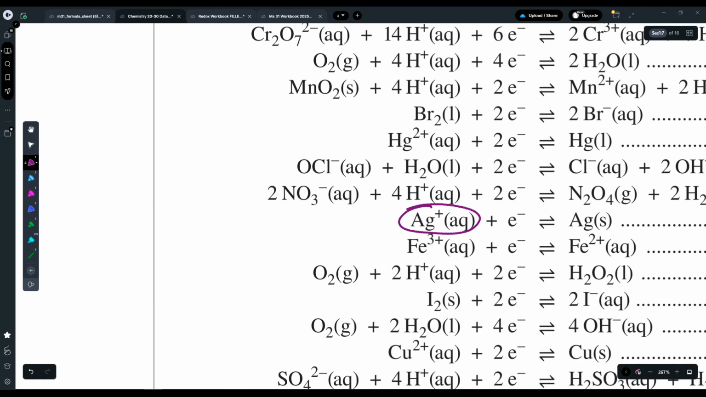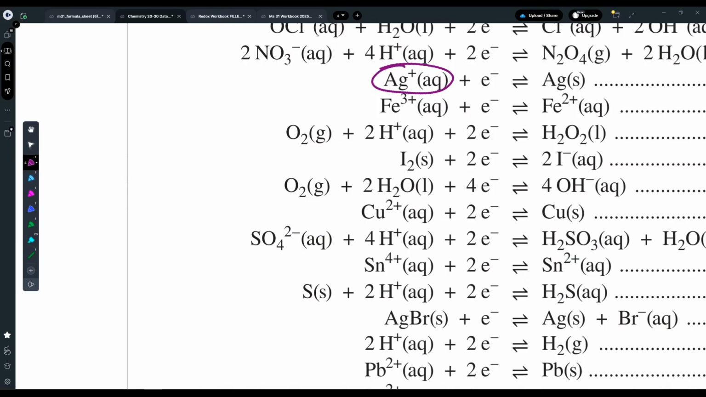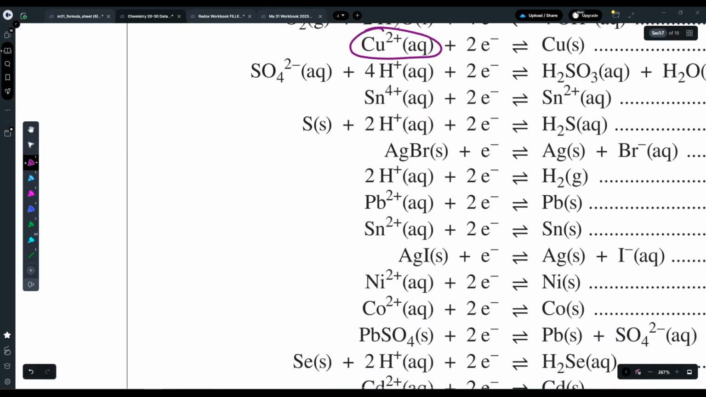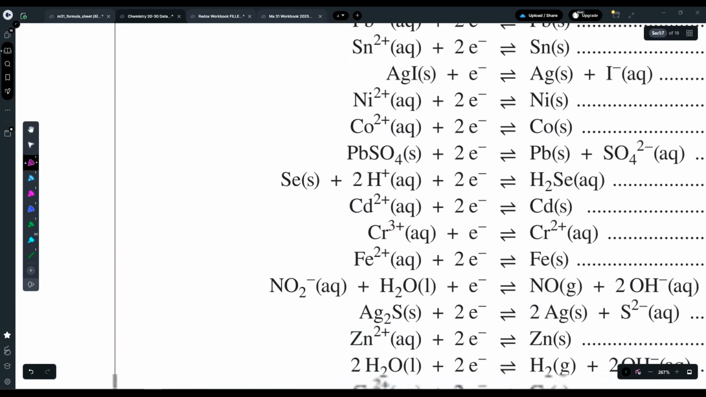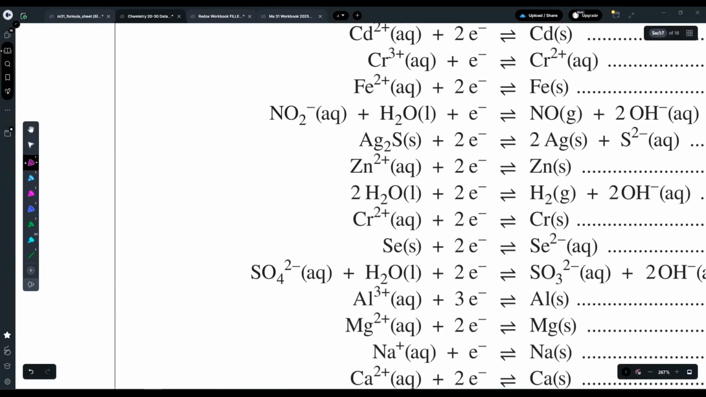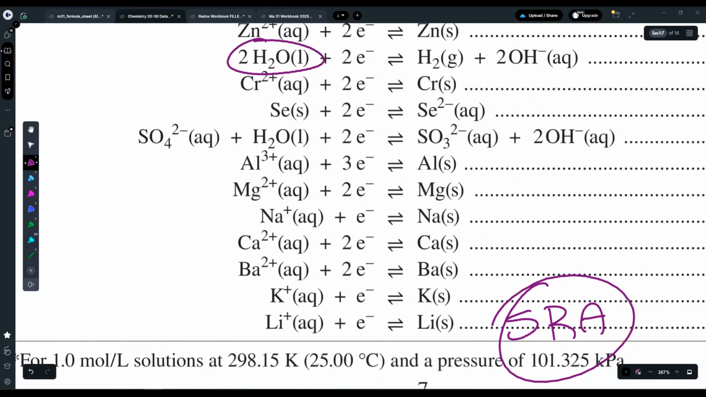But we do have silver 1 plus. What else do we have? We have copper 2 plus. Just a heads up, nitrite, which is what NO2 1 minus is, is not the same thing as nitrate, which is NO3 1 minus. So we can't use this one either. We do have water. And I think that's it.